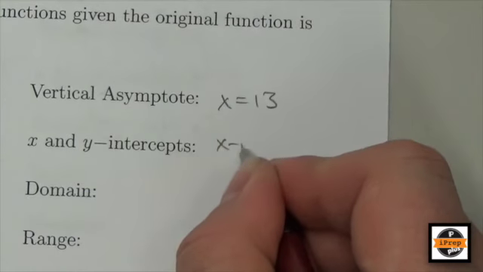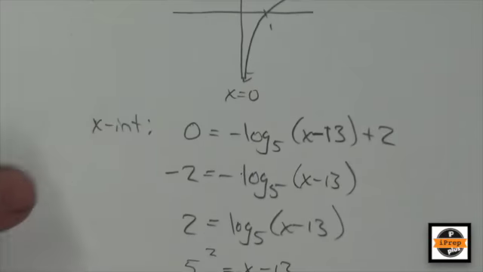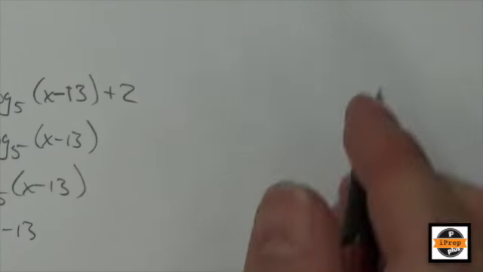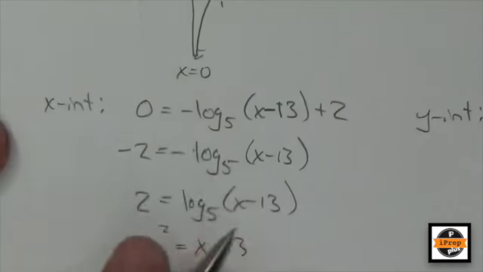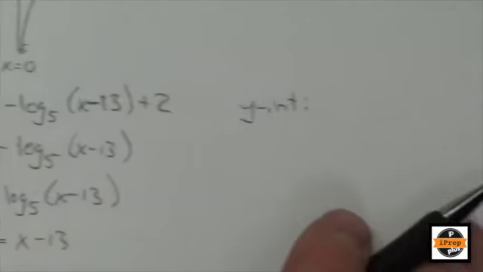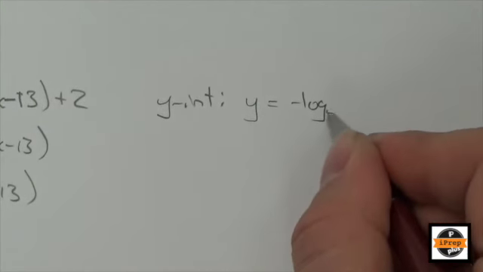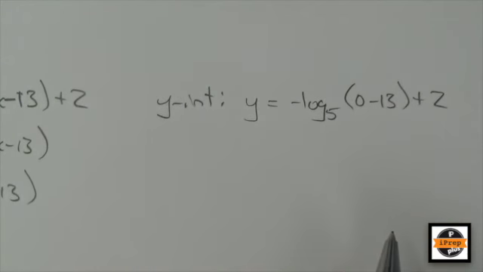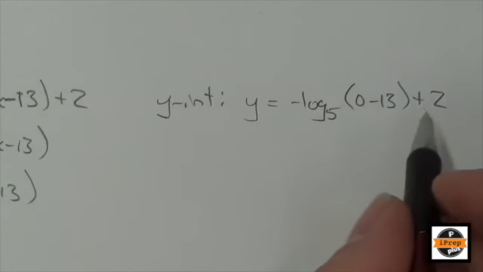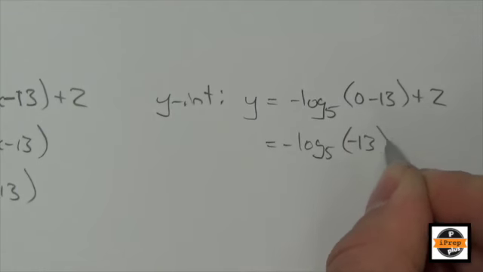So my x-intercept here is 38. Now, that's my x-intercept. My y-intercept is actually a substantially easier thing to do here. The x-intercept involves the creation of an equation, whereas the y-intercept is actually just about evaluating. So this will be the log base 5 of 0 minus 13 plus 2. Okay? Now, 0 minus 13 is going to be negative 13 plus 2.